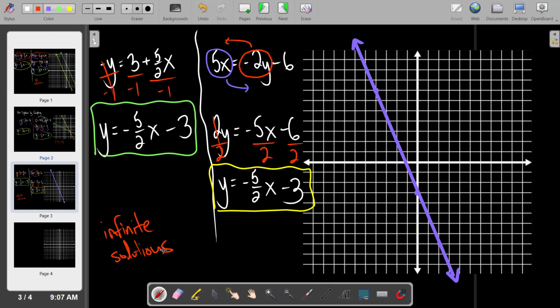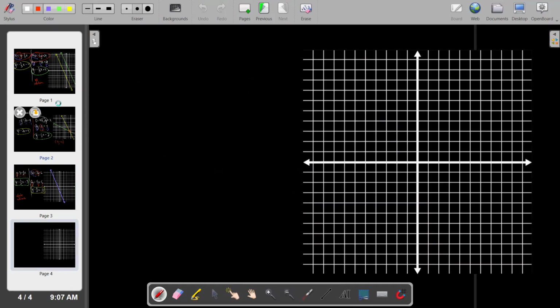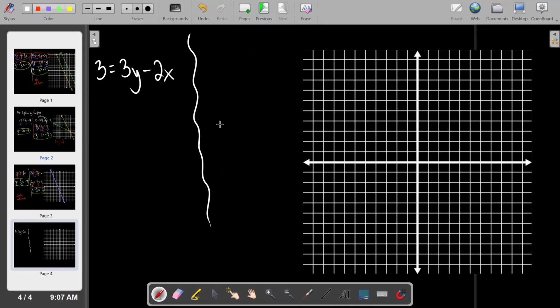Okay. Last one. This one. All right. Dude on the left. What's the move?